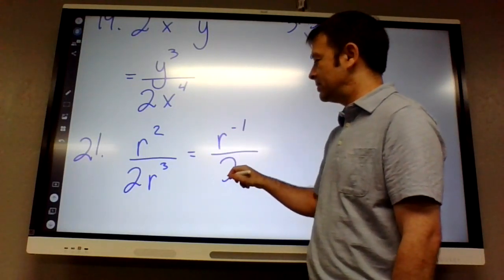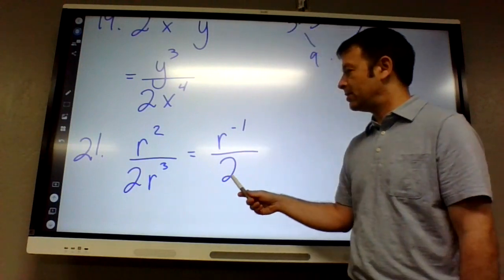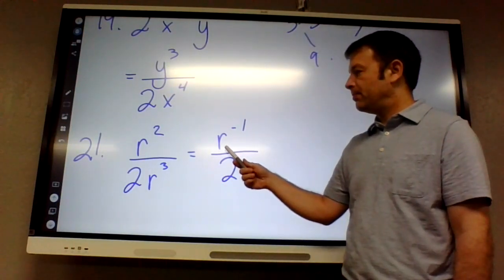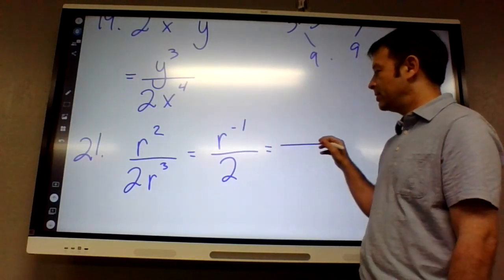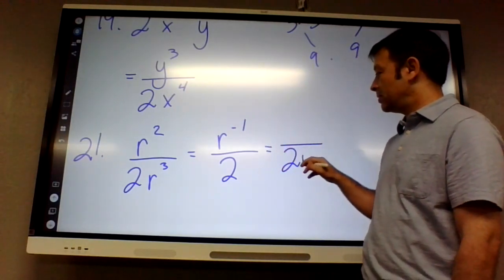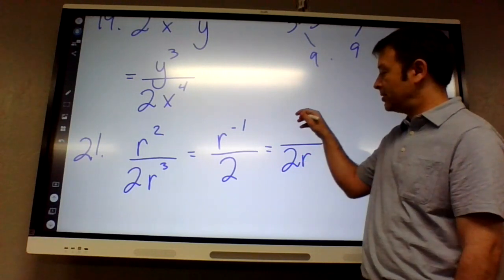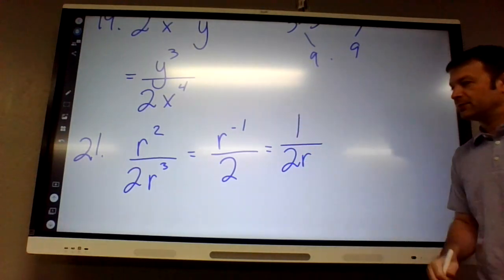2 is not really doing anything, so I'm just leaving it alone. What should I do with the r to the negative 1? Put it on the bottom. So r is going to go on the bottom. Nothing on top, so let's put a 1 up there.